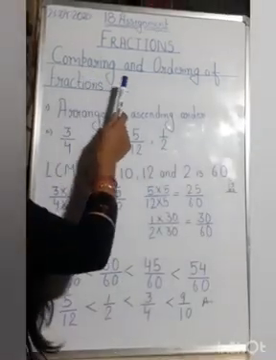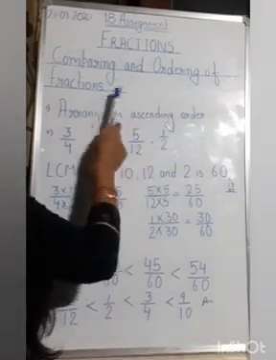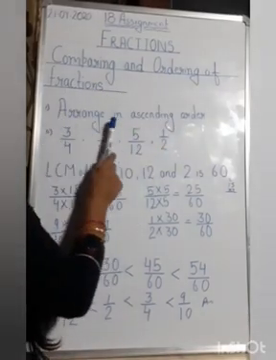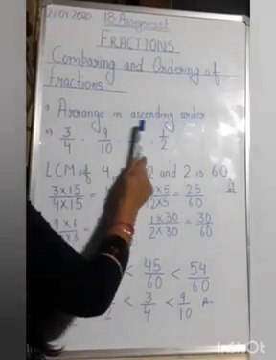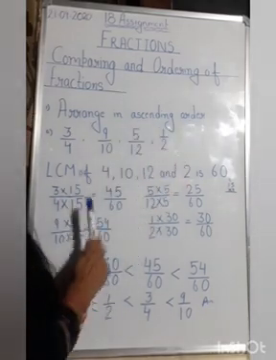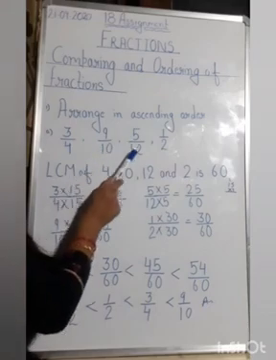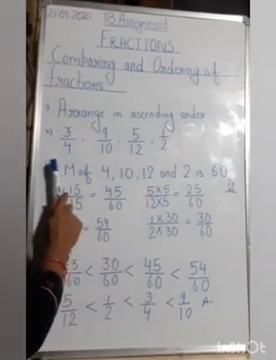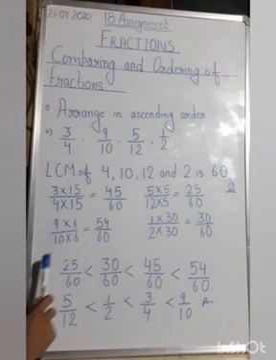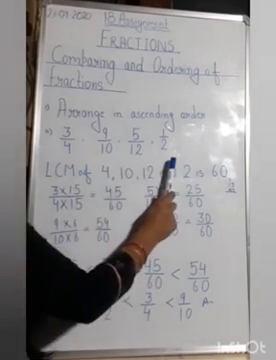So we have learned comparing of fractions. Now we will do ordering of fractions. First is arranging in ascending order. We will learn how to arrange the fractions in ascending order. Here they have given you fractions 3 by 4, 9 by 10, 5 by 12 and 1 by 2. You have to arrange them in ascending order. As you can see, all of them are unlike fractions.